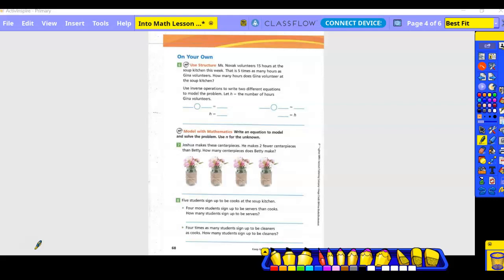So we need to plot our information. So Mrs. Novak says 15 hours. And then that is 5 times as many as Gina. So how many hours does Gina volunteer at the soup kitchen? They want H to stand for the number of hours. So do we know our total? Yes, it's 15, right?